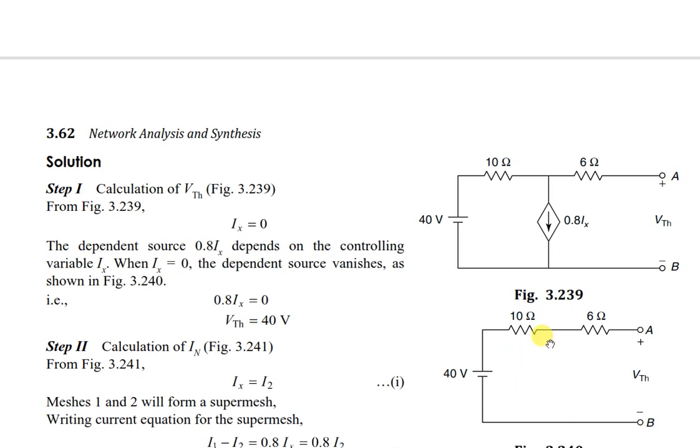Current source 0 means open. Don't short a current source. Now I have to find VTH across this. There is no current flowing in this equivalent circuit because it is open. No current is flowing in the 10 ohm, and no current is flowing in the 6 amp source either. No currents are flowing in this branch. If I keep a multimeter positive here and negative here, point A is at this point and B at this point. So VTH is the same as 40 volts only. So VTH is 40 volts. The first part is over.